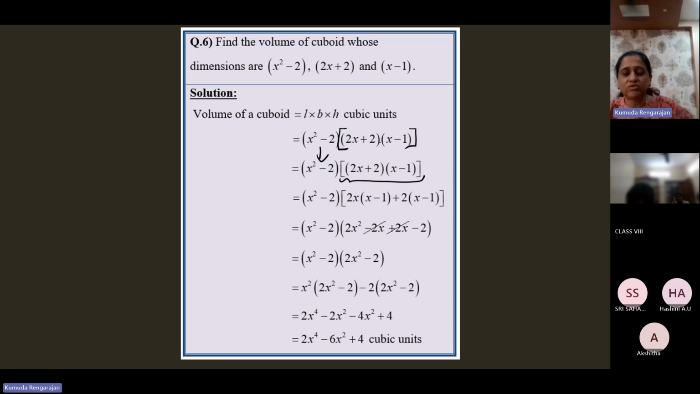Why have we put these two in a square bracket? Because we're trying to multiply these two first. So first term into second bracket, second term into second bracket. So like that, find the product, simplify it, you get 2x squared minus 2. Now multiply these two. Until then, this bracket will just come down as it is. Now multiply x square into the second bracket, 2x square minus 2, minus 2 into the second bracket, 2x square minus 2.